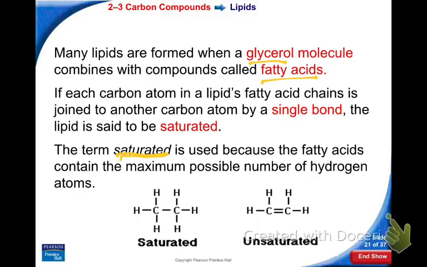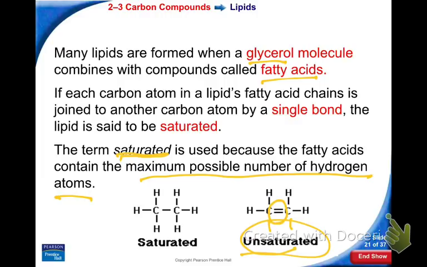So if a fat is saturated, then you have the maximum possible number of hydrogen atoms on it. It's saturated with hydrogen. It's full of hydrogen. Whereas an unsaturated fat is not completely saturated. See, it doesn't have these two hydrogens down here. It's got a double bond, okay?